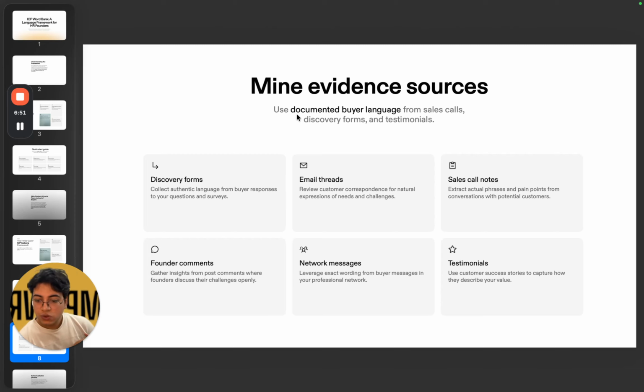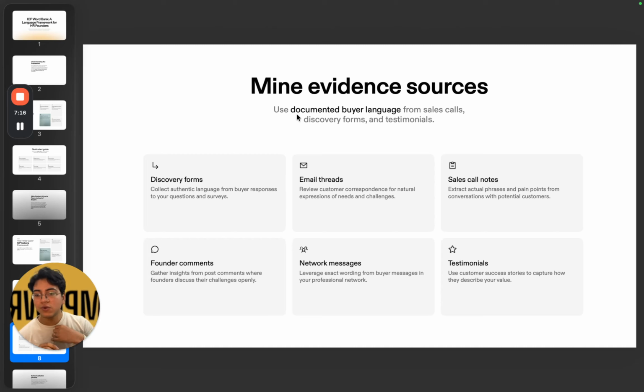We are going to use what we already have. We already have the sales call notes, the connection call notes, the discovery call notes, a lot of email threads, the testimonials, the founder comments, and the network messages as well. And if you are starting new and you only have five good conversations, start there. This still works.